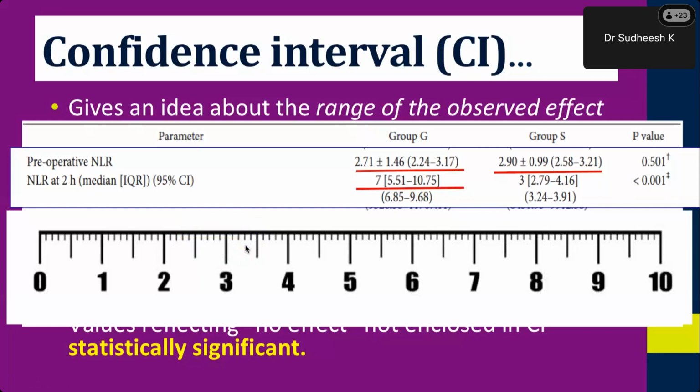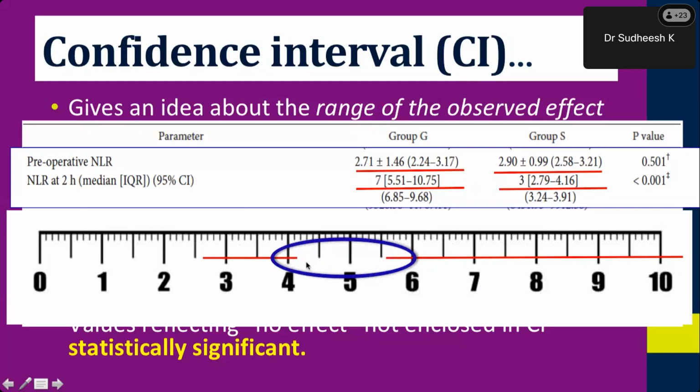At the end of 2 hours, if you see the median with the 95% confidence interval, the 95% confidence interval was 5.51 to 10.75, whereas here it is 2.7 to 4.16. Again, I mark this on the scale, 5.51 to 10.75, represented by this one. Likewise, the other one is 2.75 to 4.16. If you see, they are miles apart and there is no overlap between these two.